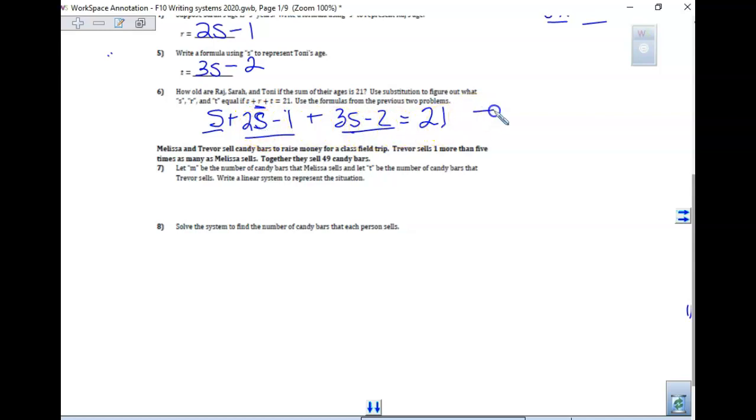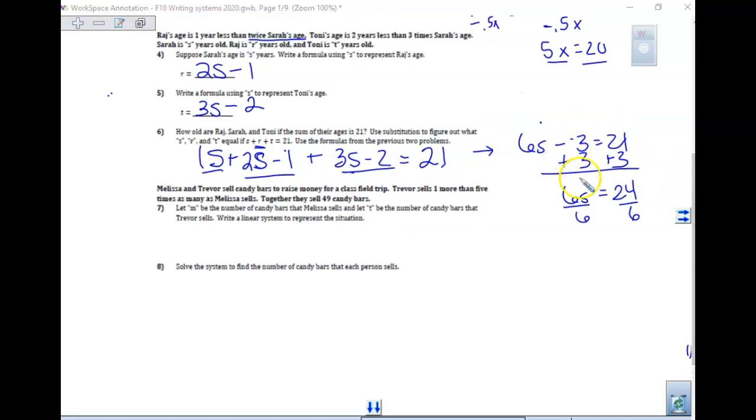If I'm adding those together, Sky, I should have how many s's? Okay, so I got 1s plus 2s plus 3s leaves me with 6s. I have a negative 1 and a negative 2, which if I'm adding those together, Josh, it's going to give me a negative 3. And that was equal to 21. I'm solving this, so I'm going to add 3 to both sides. And I get 6s is equal to 24. So if I'm looking for Sarah's age, I'm going to divide both sides by 6. And Sarah's age in this case is going to be 4. So Sarah was 4 years old.